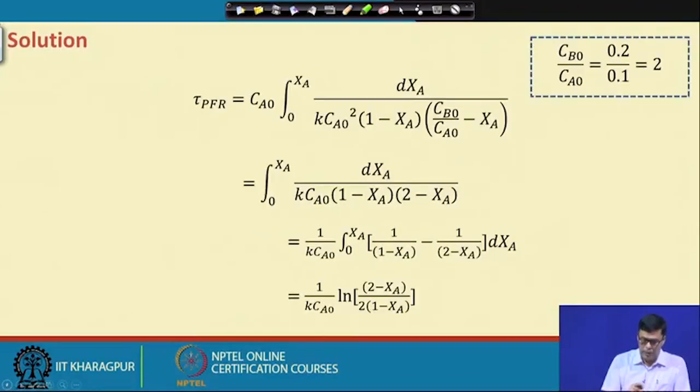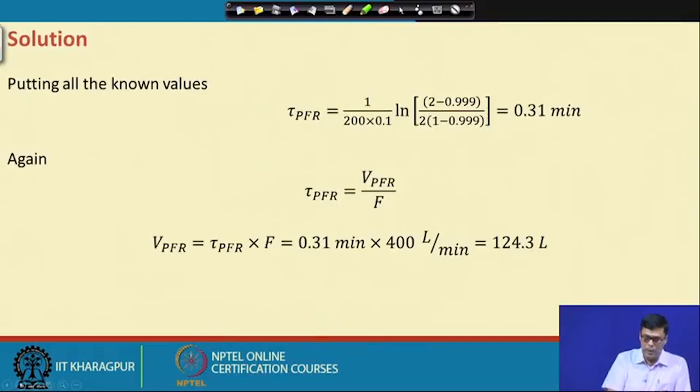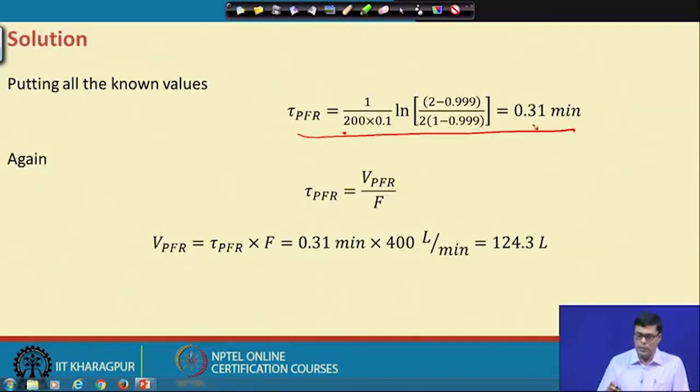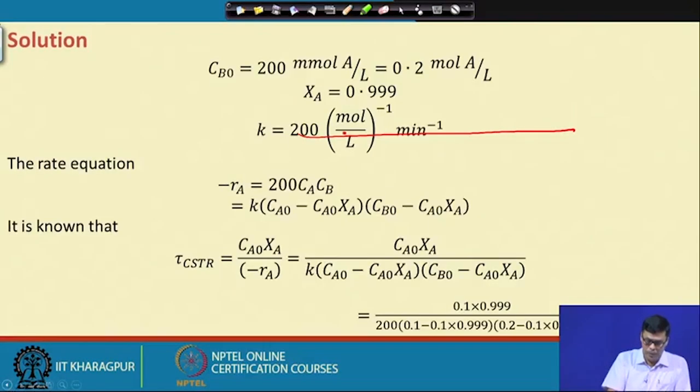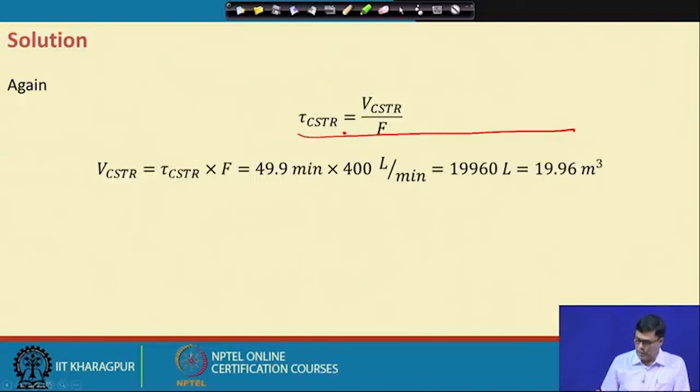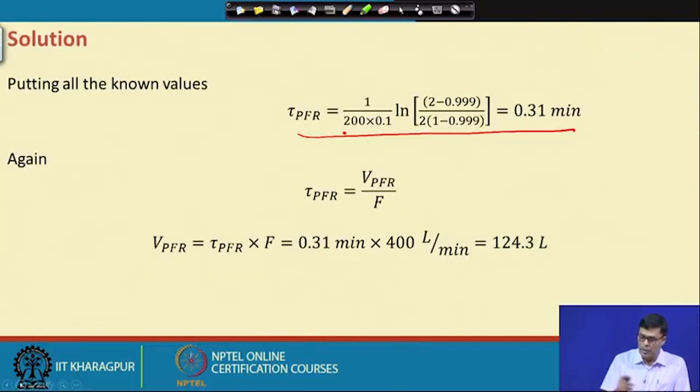Now, if you look at the previous equation that we had for tau CSTR, the K value is known and CA0 is known. So if we put all these values here, we will get the tau for the plug flow reactor, which we can easily calculate. This is coming to about 0.3231 minutes. I can just show you previously that in the case of CSTR, we calculated it was quite high, 49.9. Now it is coming quite less, so the volume also is coming quite less. When you calculate this with the flow rate, which is basically the same in a continuous system, we find that the volume of the plug flow reactor is much less as compared to that of the CSTR.